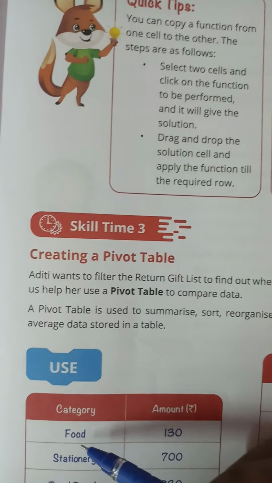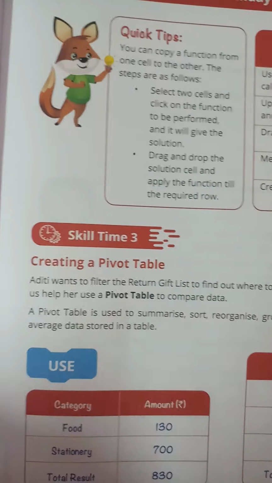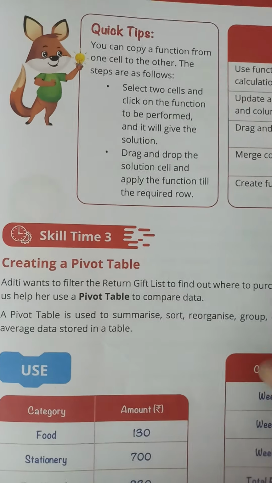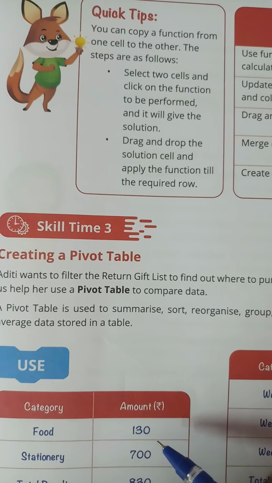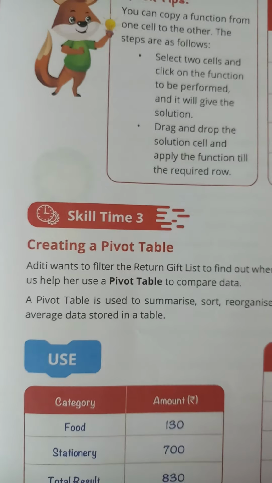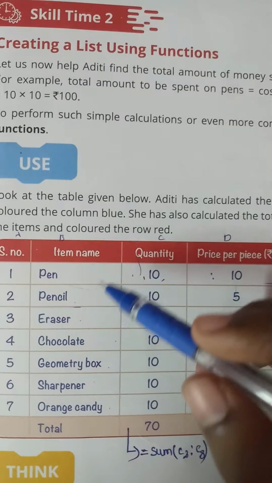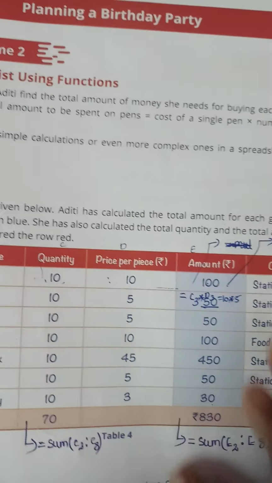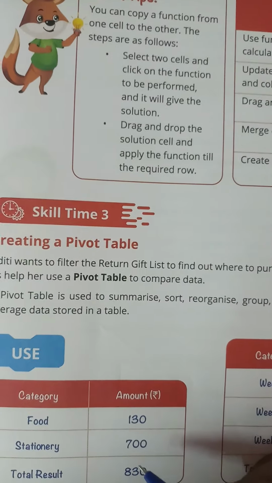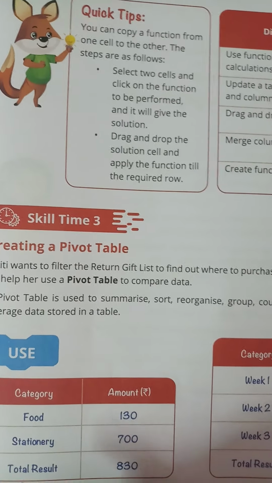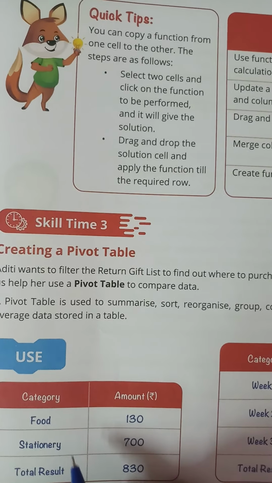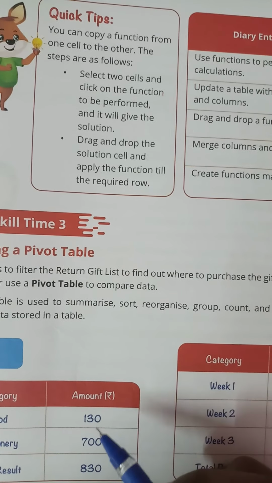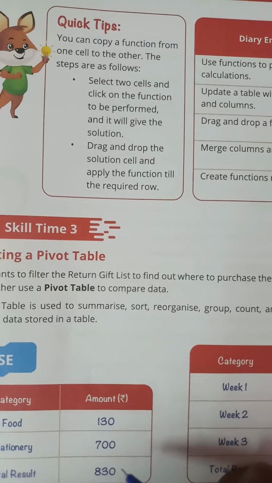So here a category like food contains chocolate and orange candy. It will calculate the total amount and put it in the amount column. The next one is stationery items. What are the stationery items? Pen, pencil, eraser, geometry box and sharpener, and the amounts are there. It will calculate the total amount and put it here. So at last it will give a total result, calculating the total amount and putting it in this column.